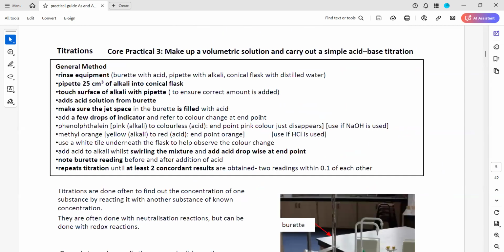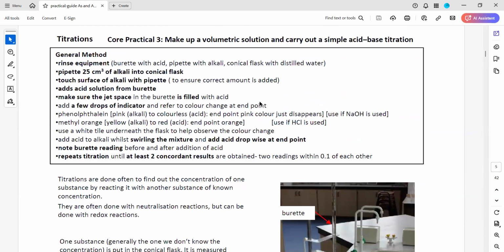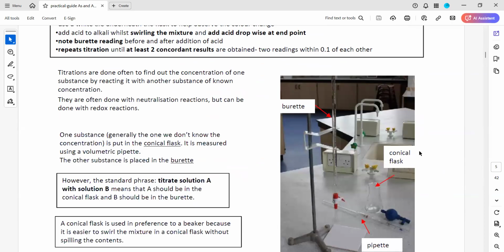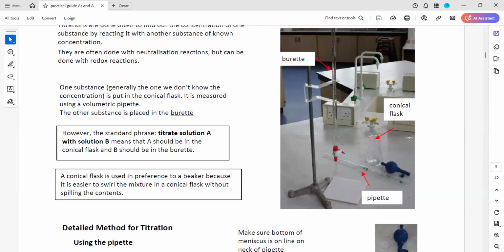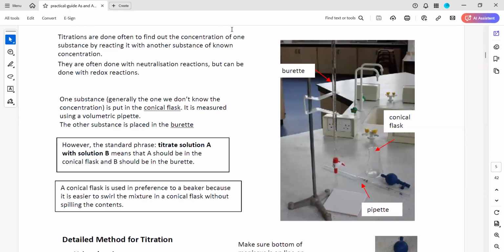Next is a core experiment of making a volumetric solution and carrying out a simple titration. So a journal method is there. You can see these are the apparatus which we use in a titration. We have a burette, as you can see, with a jet opening, a pipette, and we have a conical flask.